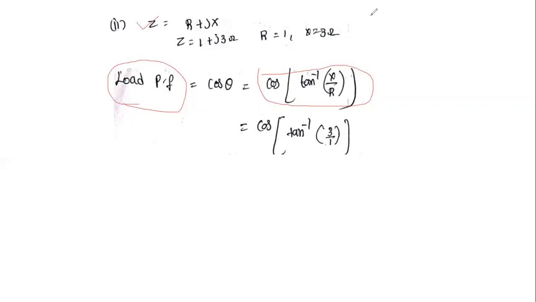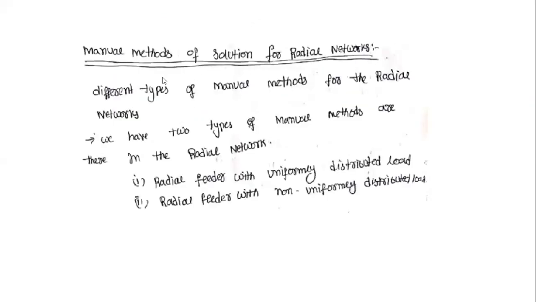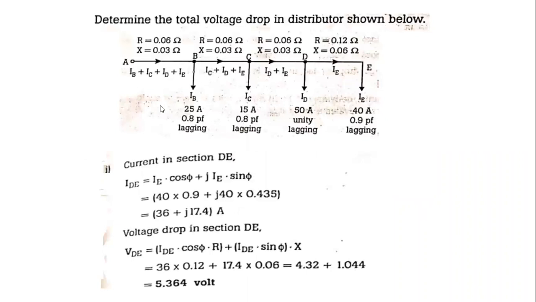Next, coming to the second problem. Before going to it, what is meant by a radial network? Different types of radial networks are there: radial feeder with uniform distribution load and radial feeder with non-uniform distribution load. In uniform distribution load, the load is uniformly distributed, and there is a formula for calculating the voltage drop and power loss. Non-uniform radial distribution systems have another formula for calculating the voltage drop, current and power loss.